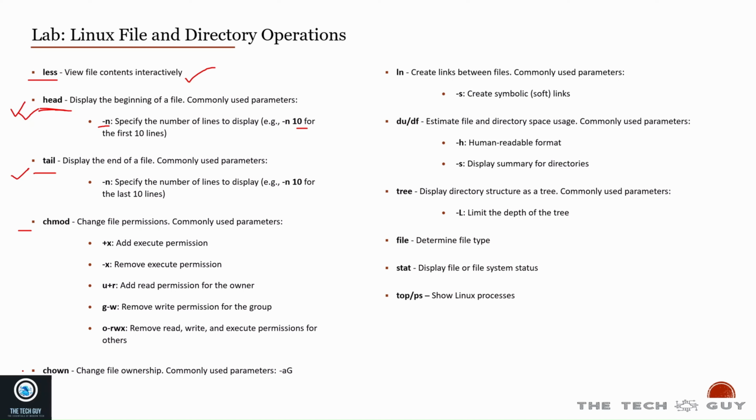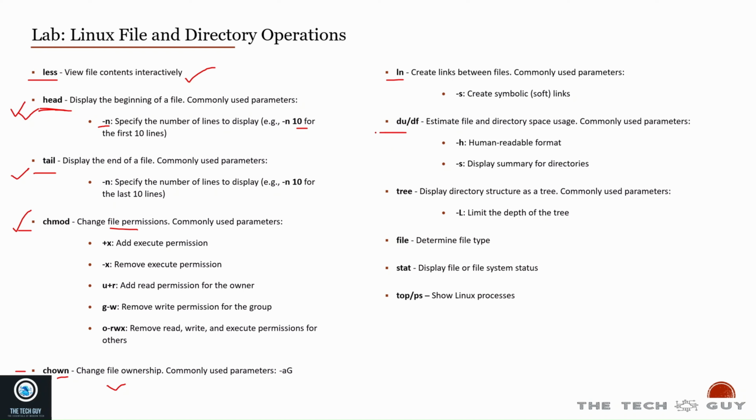chmod and chown, I will not deep dive right now, but I just wanted to talk about chmod and chown, because I'll be talking about it in the next part of the series. chmod really helps you change the file permissions, and chown helps you change the file ownership. And then ln helps you create the symbolic links. Now I'll talk about symbolic links later.